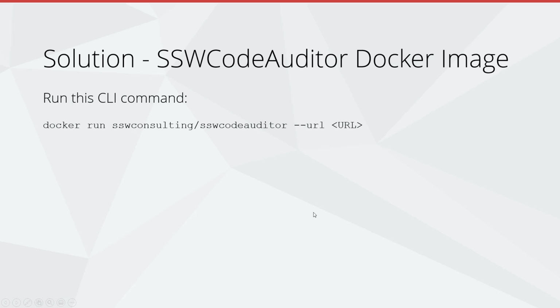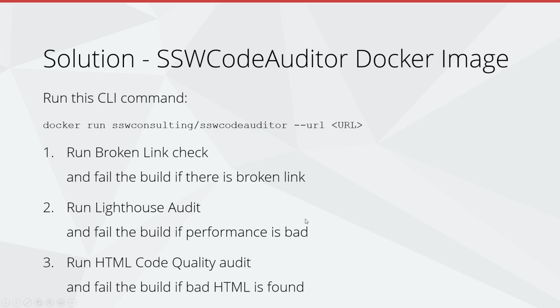Now, to run this Docker image, you just run that simple CLI command, and then it will fail the build if it finds any broken link. It also includes the Lighthouse audit run, and it fails the build if the performance is bad. It also runs the HTML code quality check, and then it fails the build if it doesn't meet certain conditions.